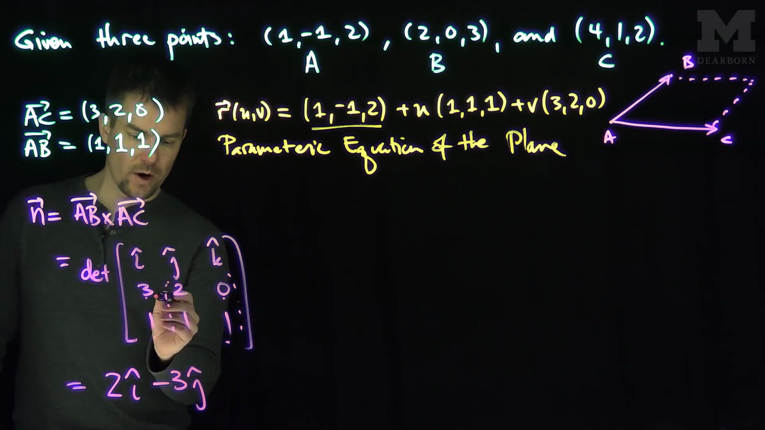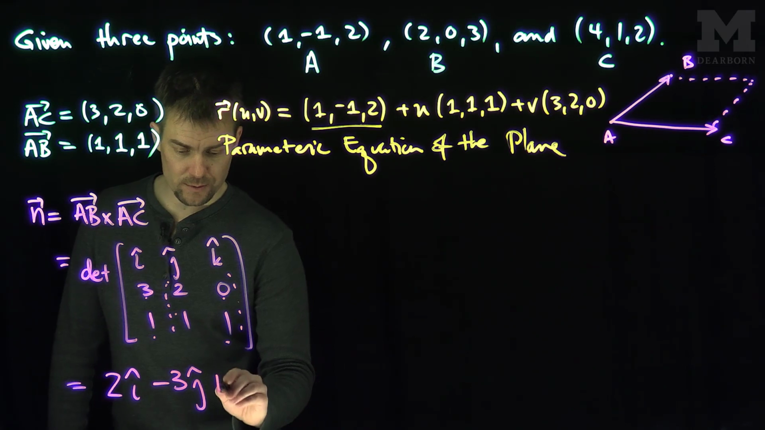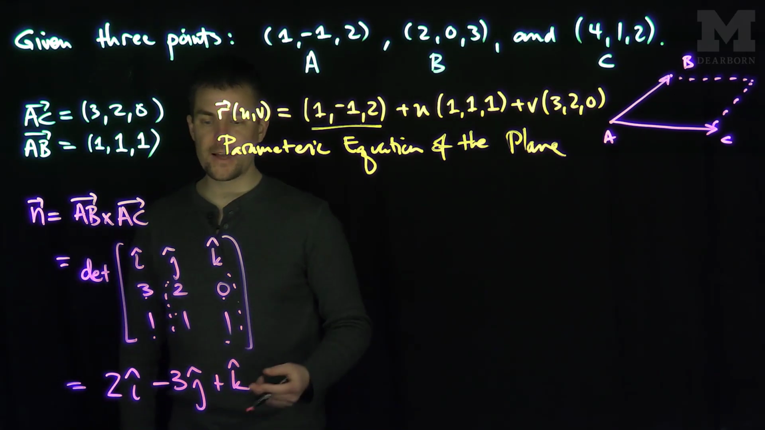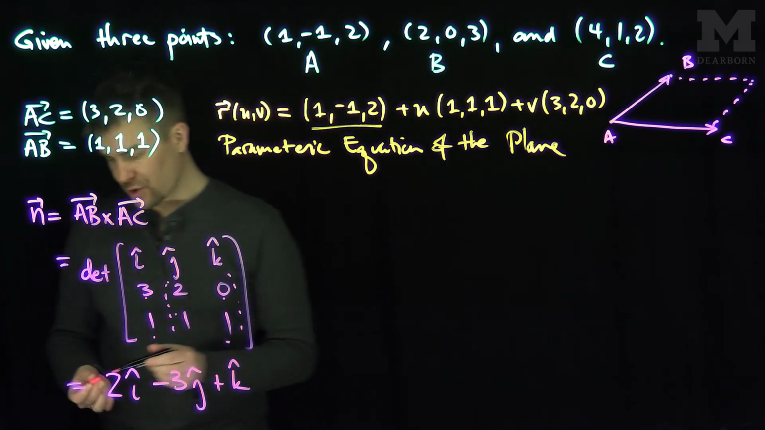And finally, the k hat is going to be 3 minus 2. 3 minus 2 is equal to 1, so I'm just going to have a plus k hat. So that is the normal vector to my plane, or at least one orientation of my normal vector. So now we know the equation of the plane.